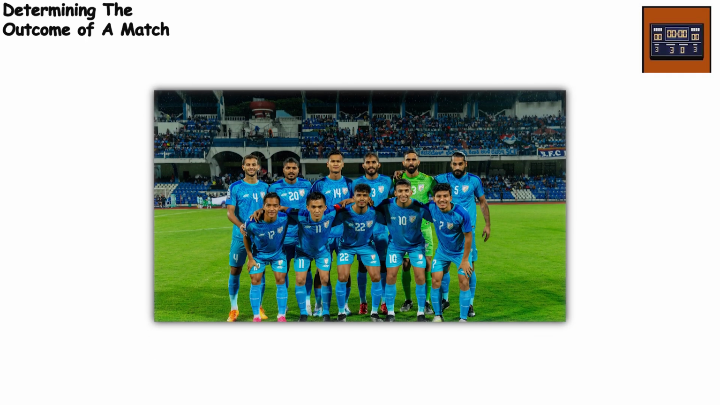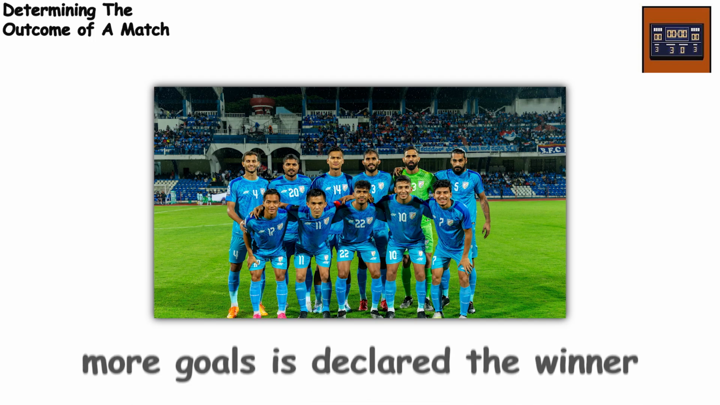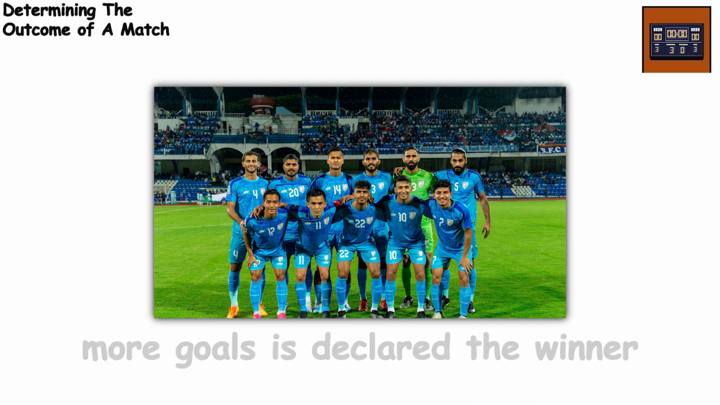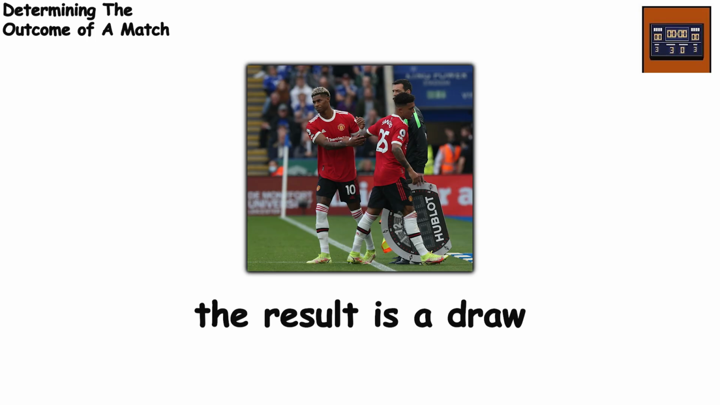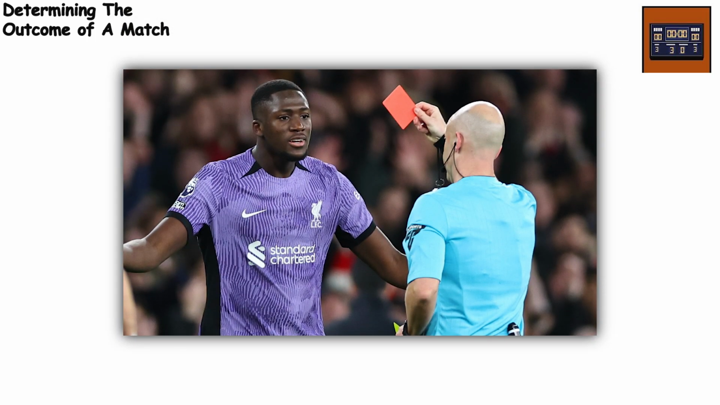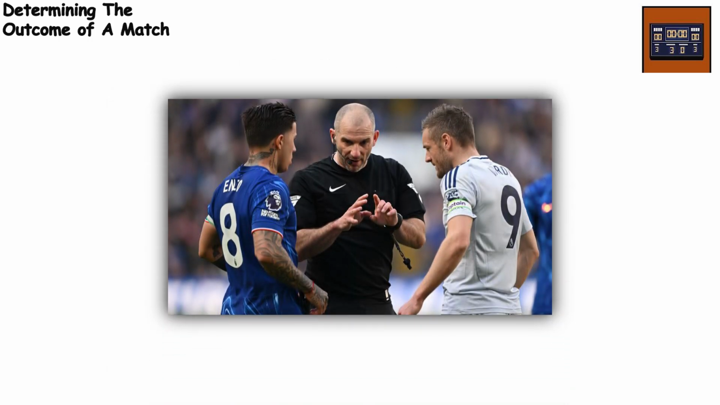A match's outcome is decided by the number of goals each team scores during the normal playing time. The team with more goals is declared the winner. If both teams score the same number, the result is a draw. When regulations call for a winner, such as in a knockout cup tie, extra time is played. Extra time consists of 2 equal periods, most often 15 minutes each.